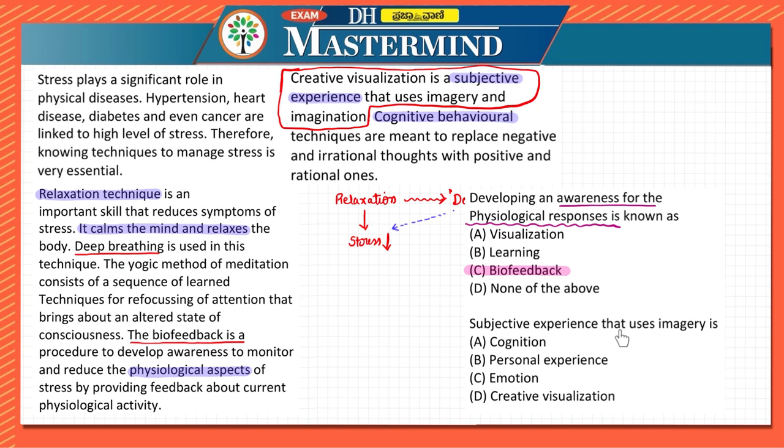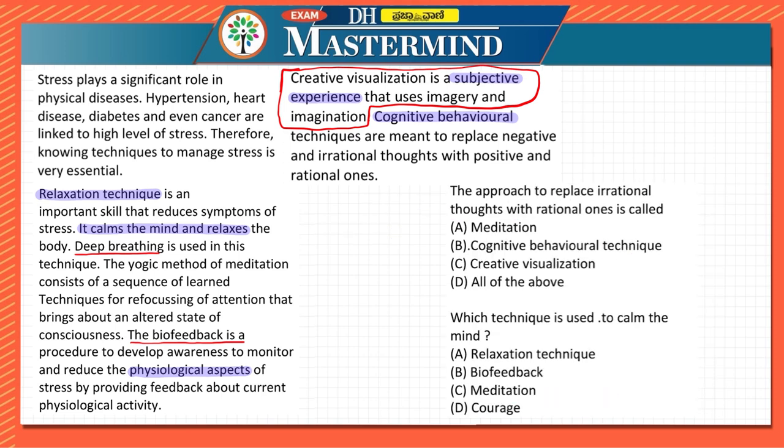So, subjective experience that uses imagery is. Subjective experience that uses imagery and imagination, that is creative visualization. So you see, there is creative visualization, so here the answer is D, creative visualization. So the answer over here is D, creative visualization. Let us move on to the next question over here.